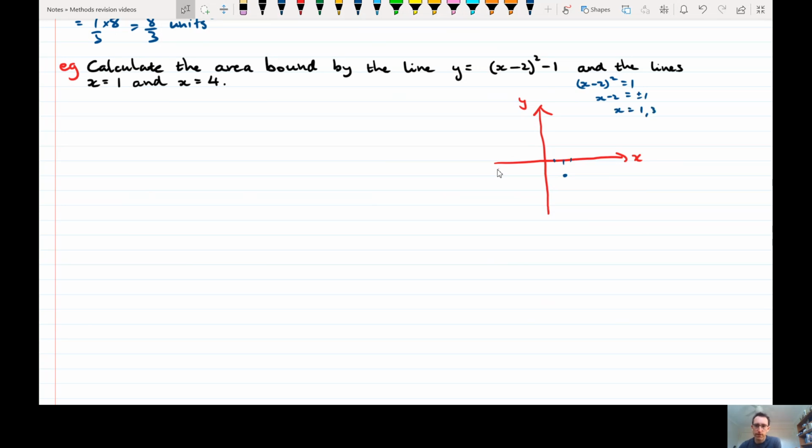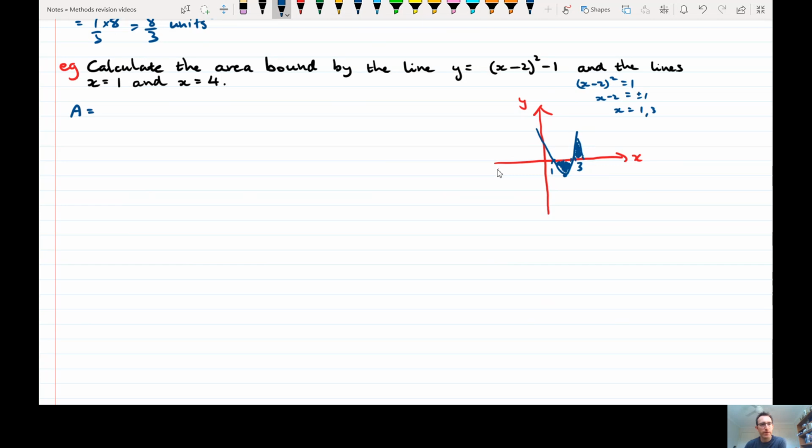So there and there. So the graph does something like, whoops, that's not very to scale. Something like this. A 3 there, a 1 there. Now you've been asked to find the area between 4 and 1, which is that area there. So it's above and it's below. So now we need to account for that difference by splitting it across two different integrals.